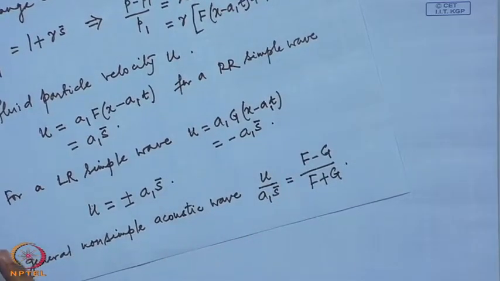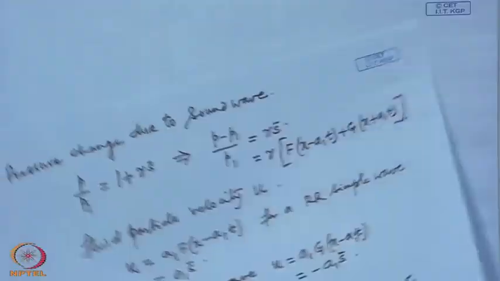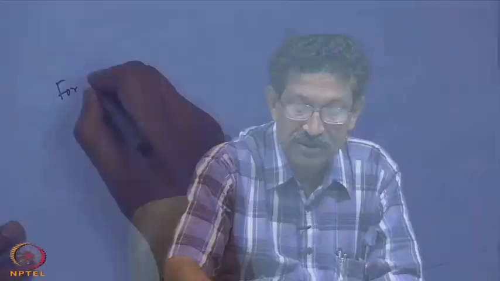When the disturbances are vanishingly small, we can express these perturbation quantities in terms of differentials, where the particle velocity u and the condensation parameter s bar can be replaced by du and d rho by rho 1, for vanishingly small disturbance.